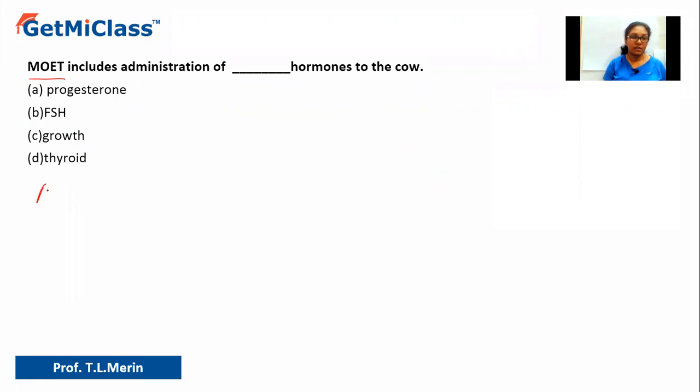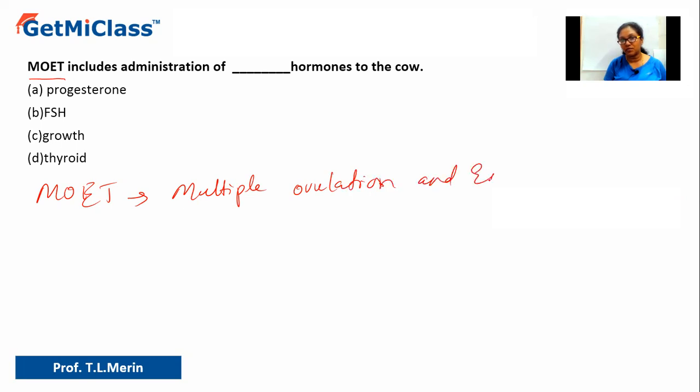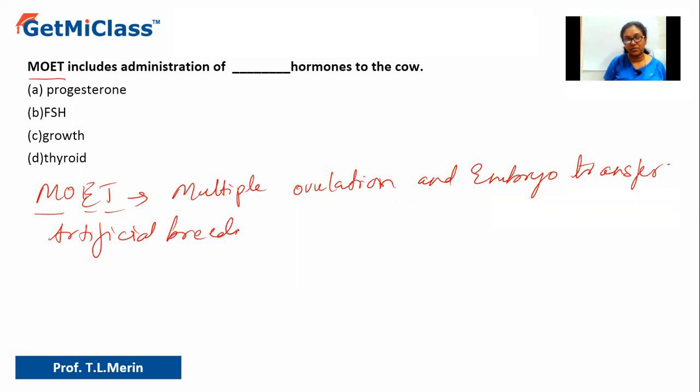Okay. So what do you mean by MOET? MOET is nothing but multiple ovulation and embryo transfer. M for multiple, O for ovulation, E for embryo transfer. So multiple ovulation and embryo transfer. This is a technique which is utilized during artificial breeding. So what is artificial breeding?